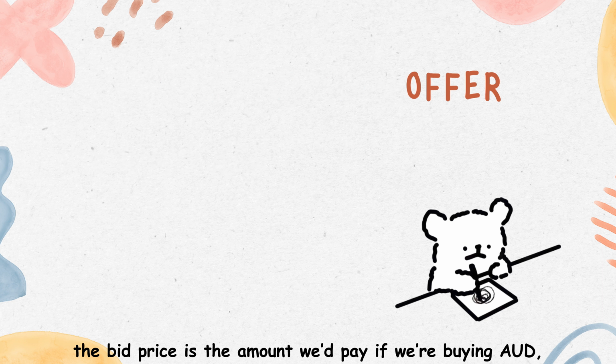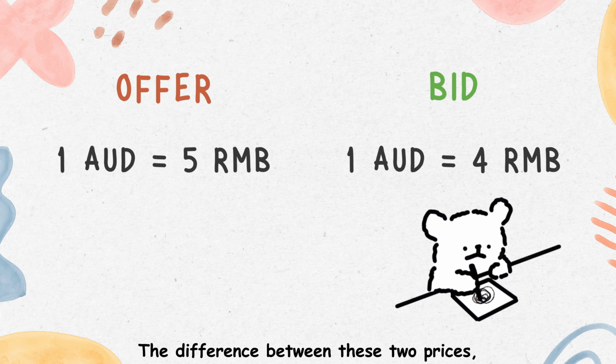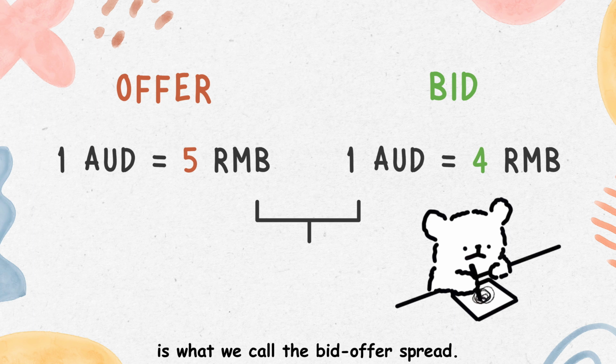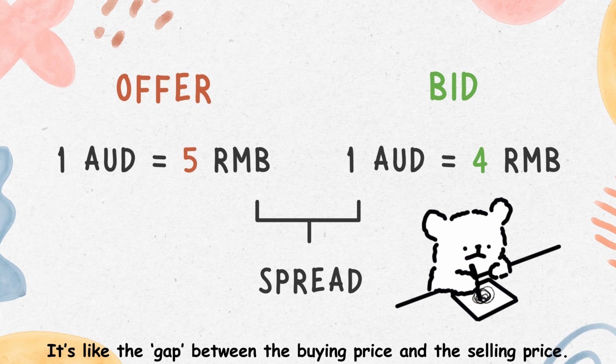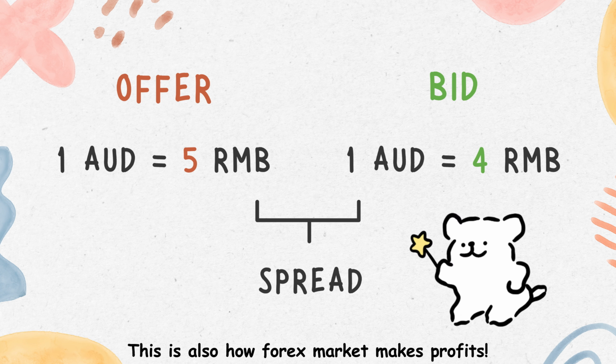On the other hand, the bid price is the amount we'd pay if we're buying Australian dollars, which might cost Maltese 4 renminbi for 1 Australian dollar. The difference between these two prices, 5 renminbi and 4 renminbi, is what we call the bid-offer spread. It's like the gap between the buying price and the selling price. This is also how the Forex market makes profits.